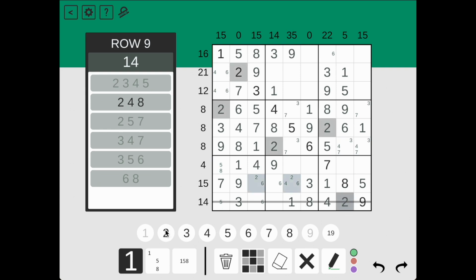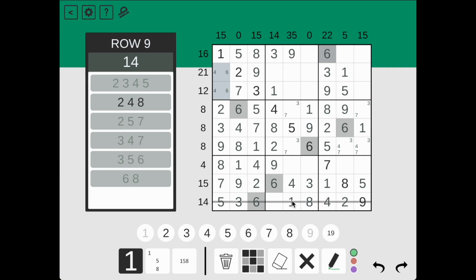This is the 2. And I just look, this has been narrowed down to 6. This has been narrowed down to 2. This is narrowed down to 6. This is narrowed down to 5. This is narrowed down to 8. This is narrowed down to 4. And this is narrowed down to 6.